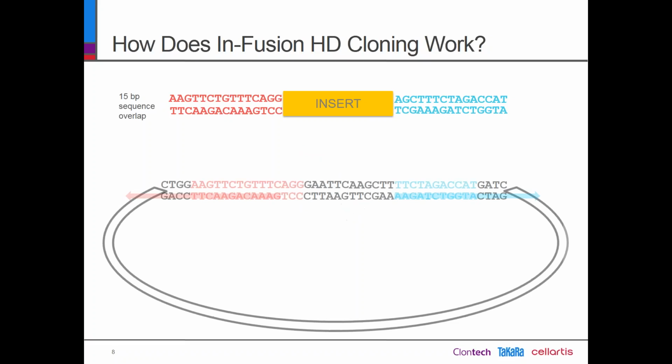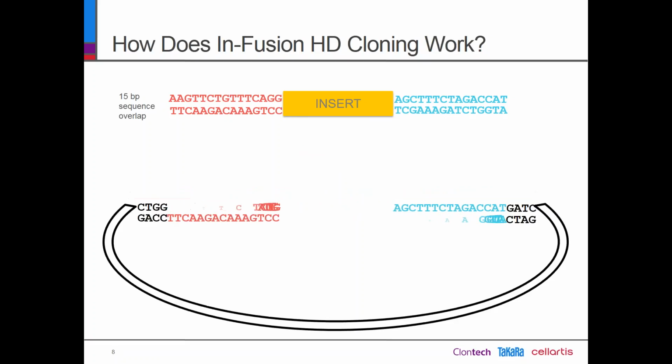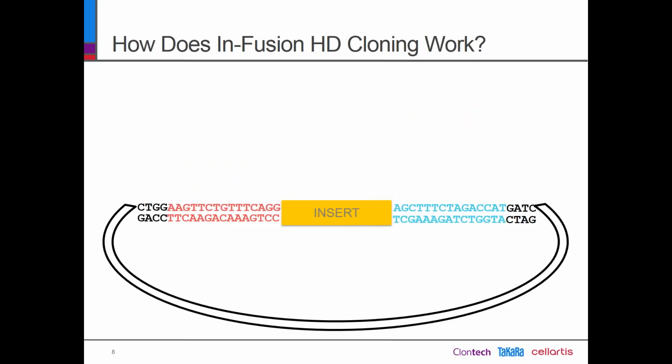So you cut your vector, you design your primers, the In-Fusion enzyme chews back the ends, you have annealing, you transform this into bacteria, and you have your clone in one single step. So all of this happens in the tube and in the bacteria.